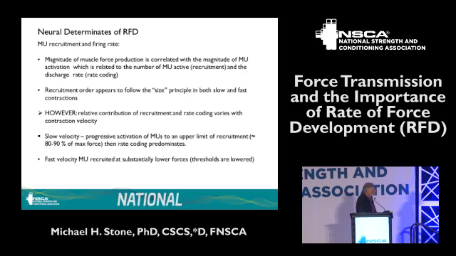However, the relative contribution of rate coding versus recruitment can change. In isometric and slower velocity movements, there is a steady recruitment of motor units to an upper limit of about 80 to 90% of your peak force, and then rate coding tends to take over. All muscles are not exactly the same, but that's a generality.